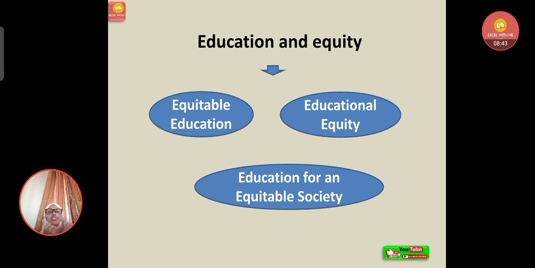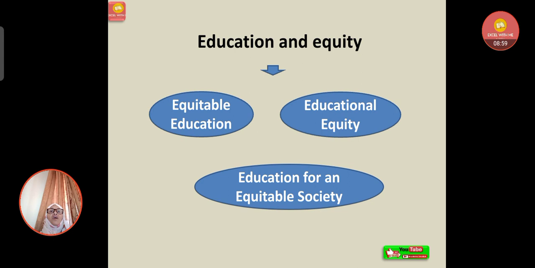Firstly, emphasis on diversity. Now it should be relevant diversity. Then education for an equitable society by education in turn ensuring equal opportunity in other fields such as the job market.